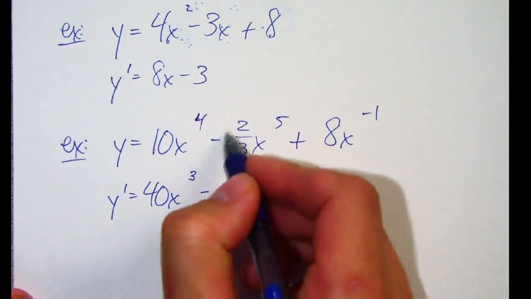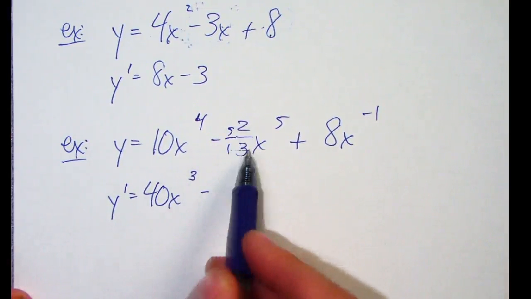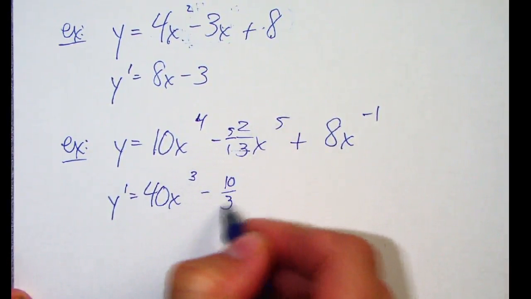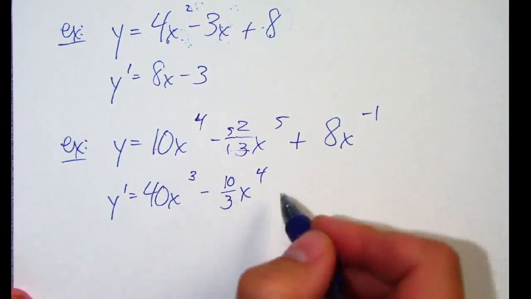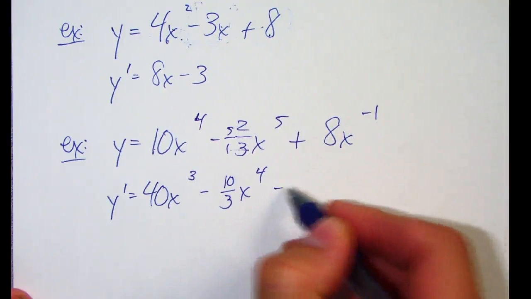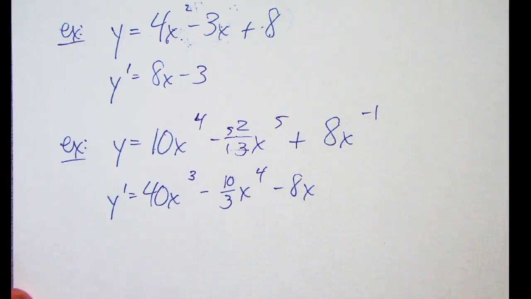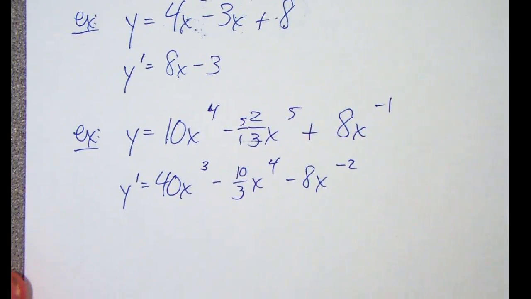That's pretty basic. Here you're bringing down the power and multiplying. So remember that's 5 over 1, and then you multiply straight across. So that'd be 10 thirds x, and then reduce the power by 1, so fourth. And then here, if I bring down the power, it's negative 1 times 8, which is negative 8. And what's 1 less than negative 1? Negative 2. And then that'd be your answer. How many had that? Okay.